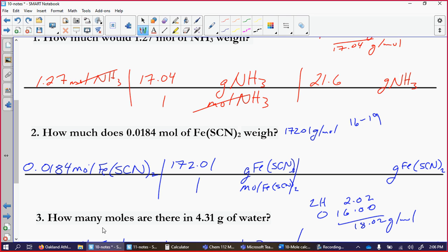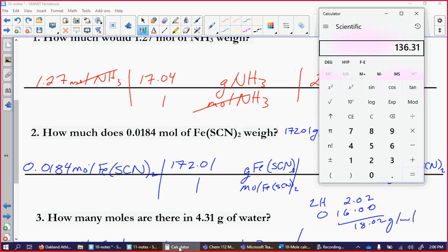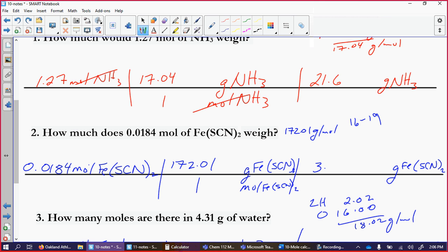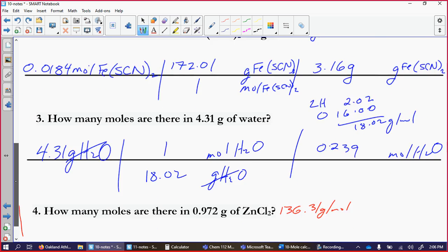172, because you've got 2 sulfur, 2 carbon, and 2 nitrogen. We would actually have gotten to Fe(SCN)2 if we weren't stuck at home, because I had Miss Cook buy some of the stuff to make it. So 3.16 grams, 3 significant figures.